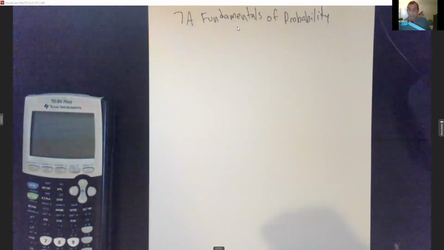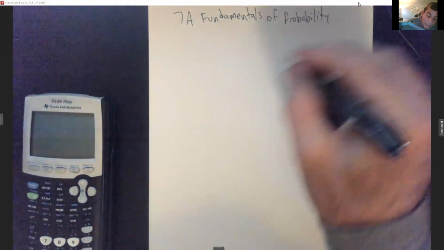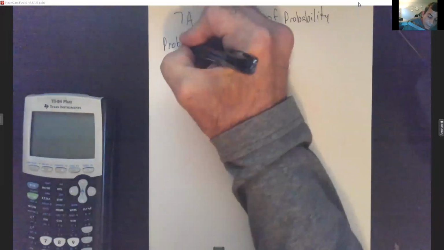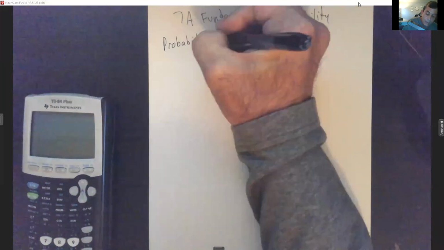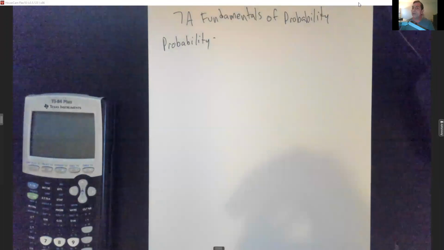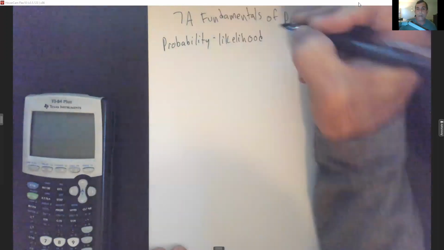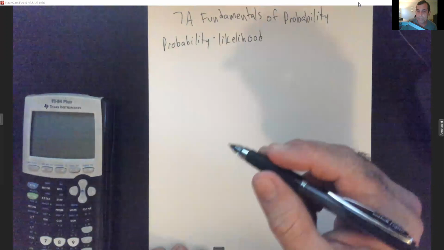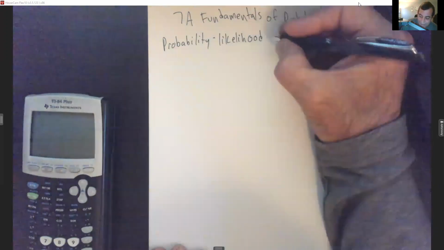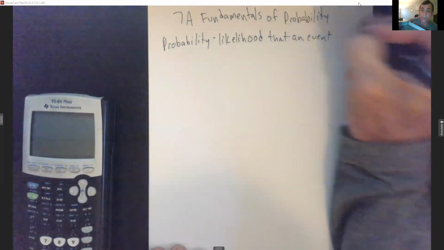All right, so we're going to deal with fundamentals of probability. So when you're looking at probabilities, a probability is the likelihood that an event will occur.